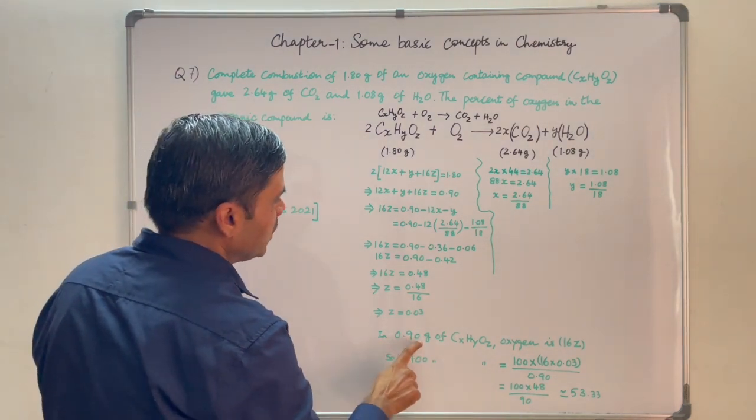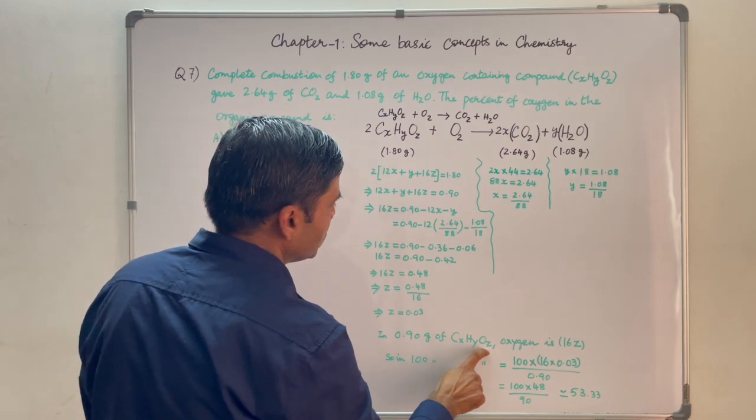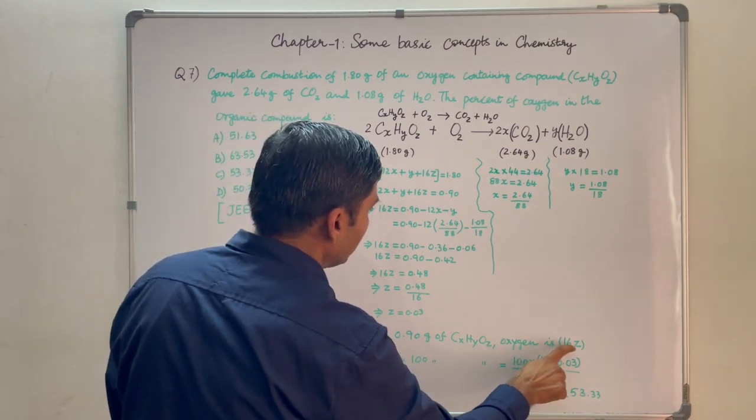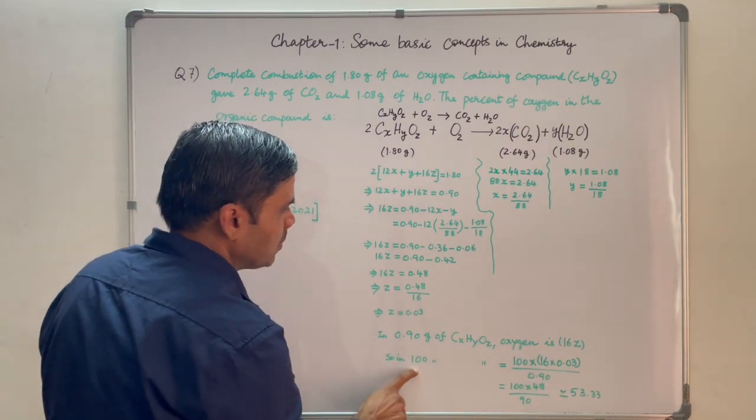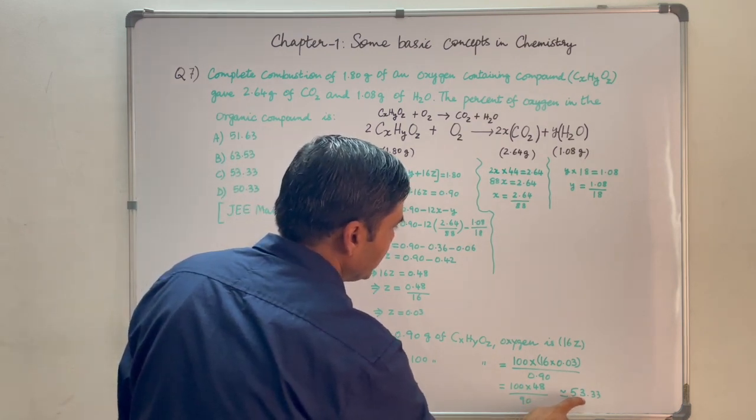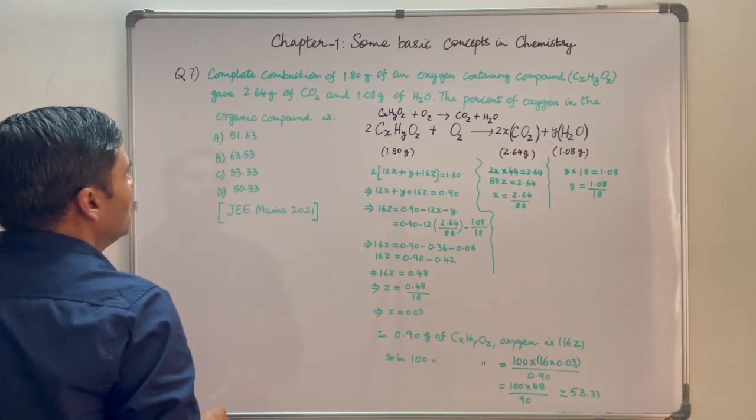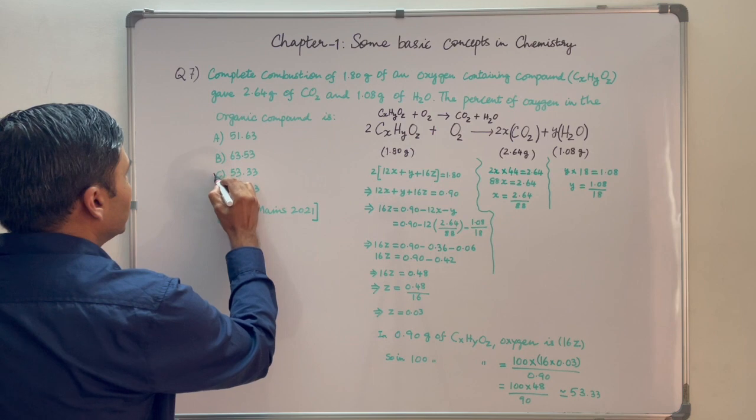So out of 0.9 gram of CxHyOz, oxygen is 0.48 gram. So out of 100, how much? It will come out to be 53.33. So option C is correct.